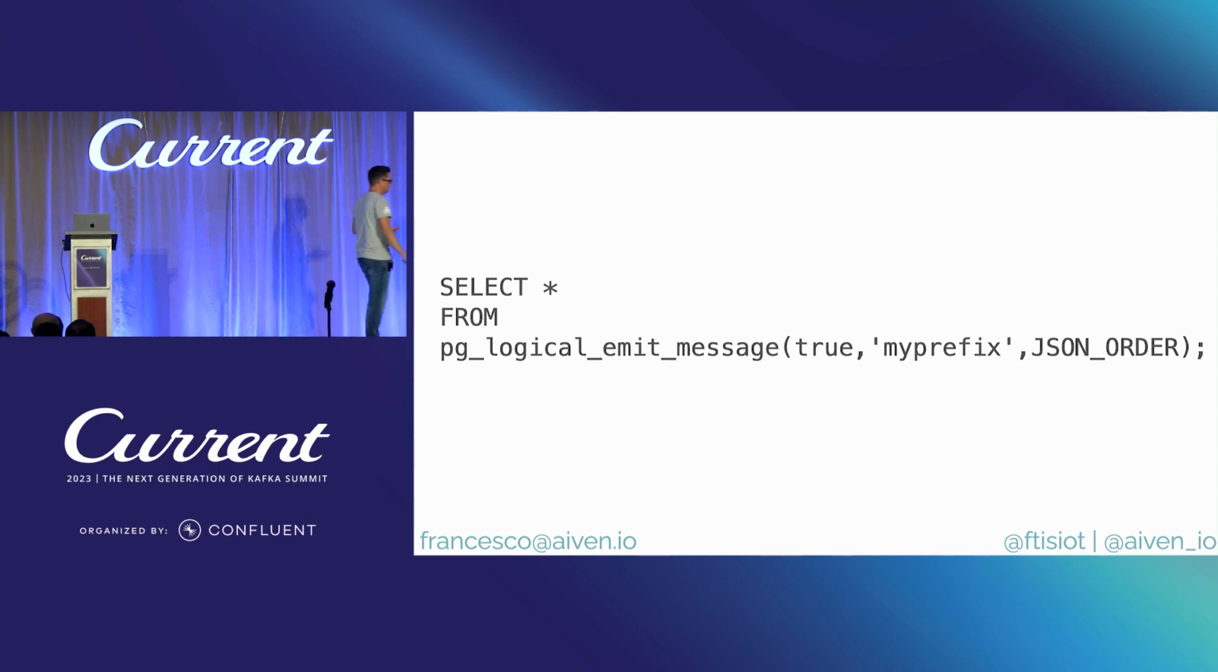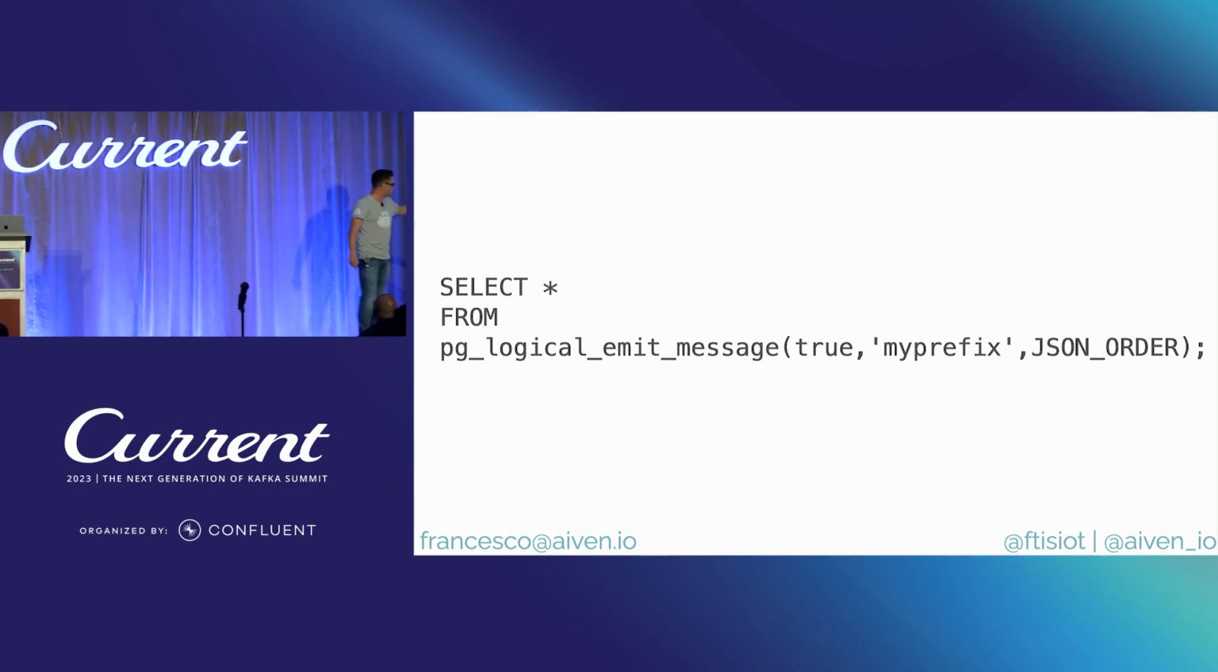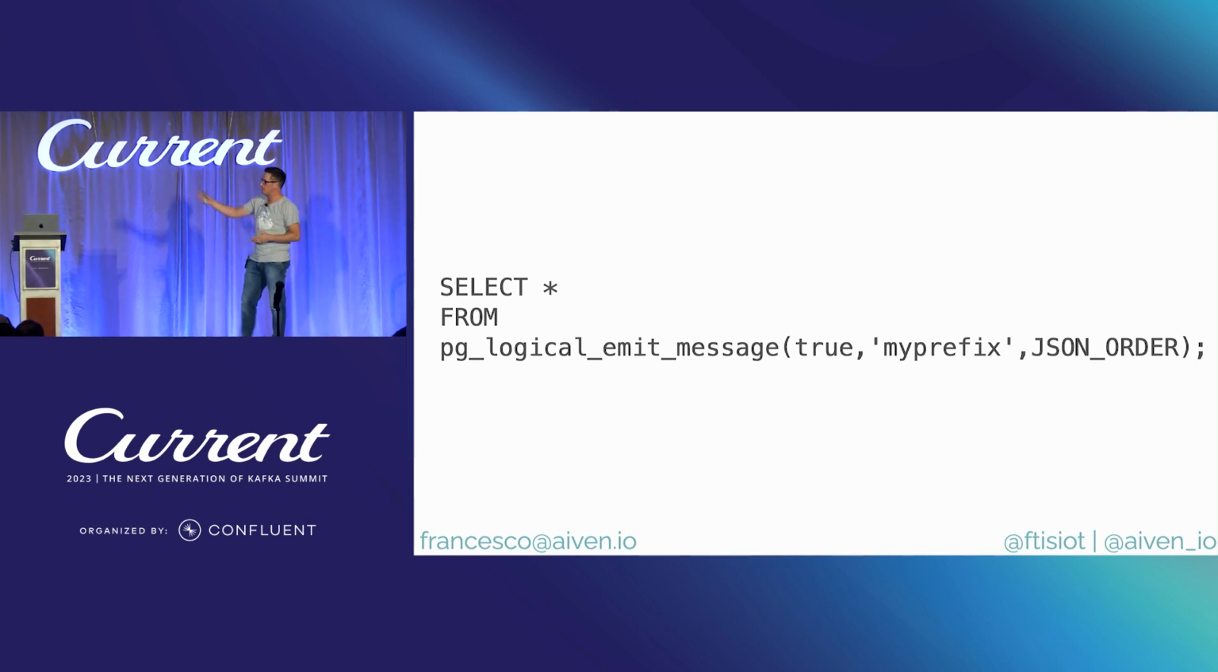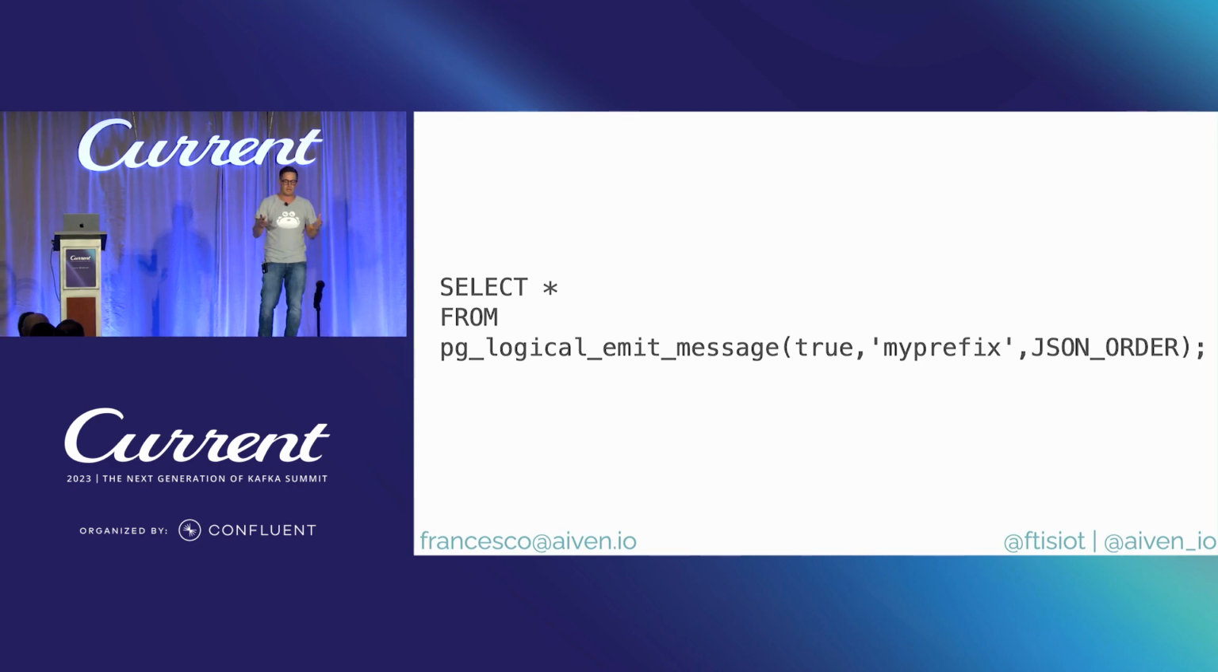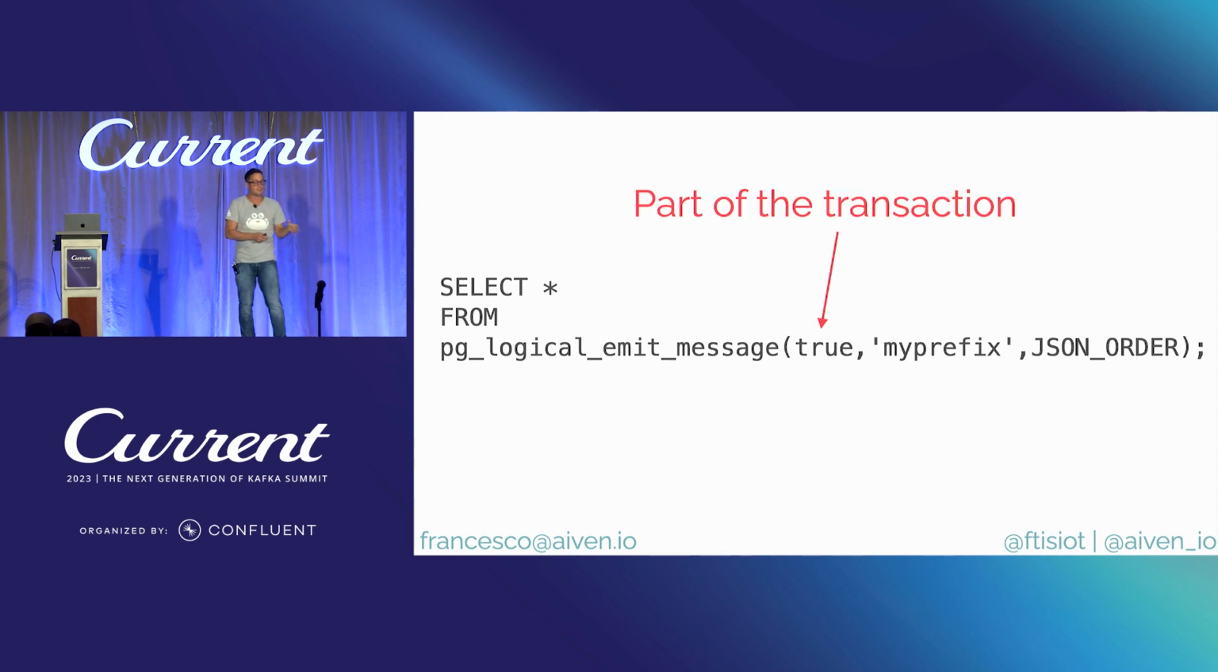How do you write to the log? There is a function in Postgres called pg_logical_emit_message, which accepts 3 parameters. The last one is the JSON order. For what it matters to this function, it is a string. It's our JSON representation of the order. The second parameter is called myPrefix. It's a prefix that you can use to distinguish this kind of message from other types of messages. But the most important parameter here is the first parameter, which is set to true now. What this parameter says is that this writing to the log is part of a transaction.